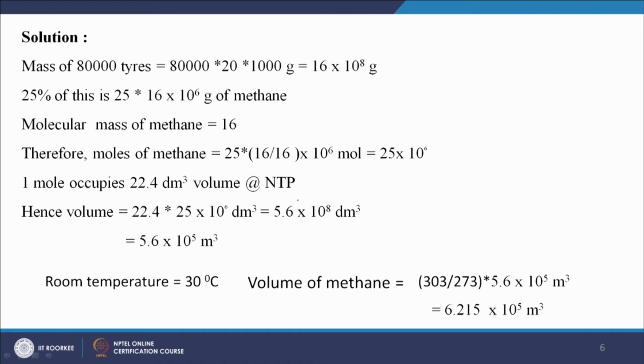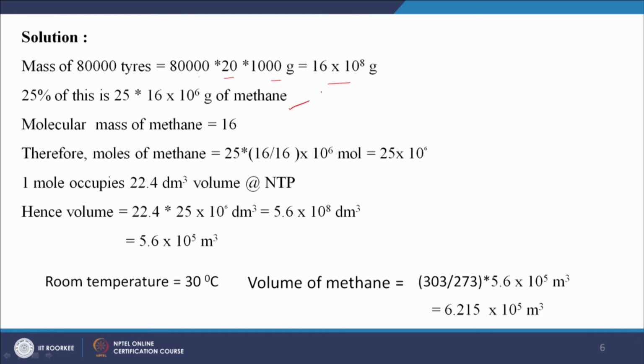Here we will have to do some mass balance. Mass of 80,000 tires is equal to 80,000 into 20 kg, that is 20 into 1000 gram, so 16 into 10 to the power 8 gram. This is the mass of 80,000 tires. Now, 25% of this is converted to gas. So 25% of this is equal to 25 into 16 into 10 to the power 8 divided by 100.